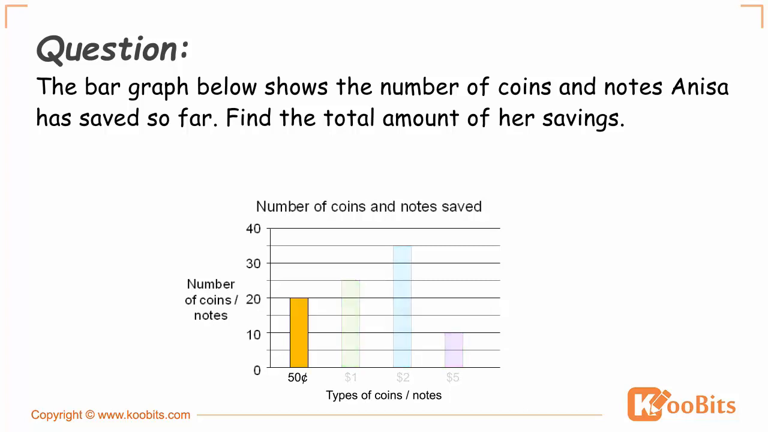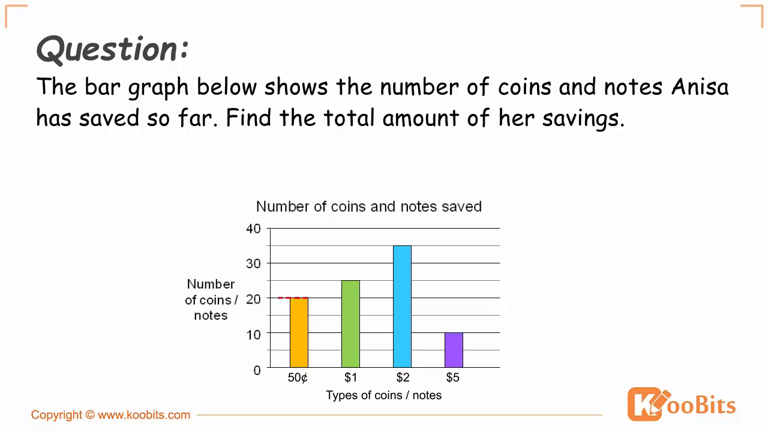Can you see this orange bar? It represents 50-cent coins as labeled. This blue bar, on the other hand, represents $2 notes, which is also labeled in the graph.